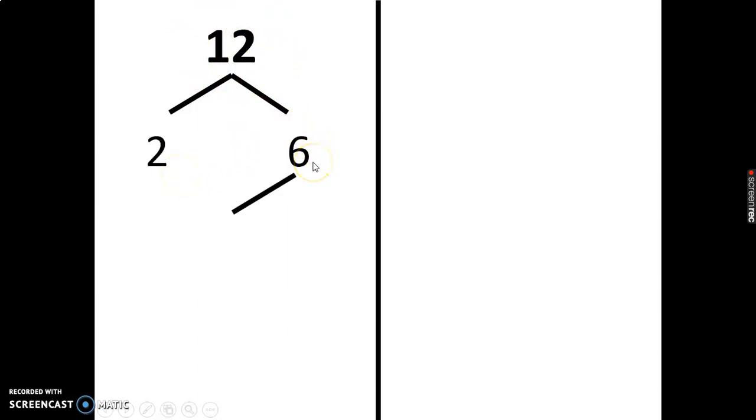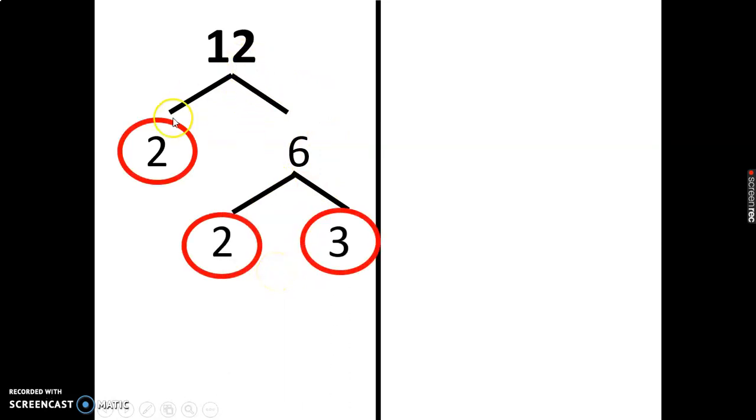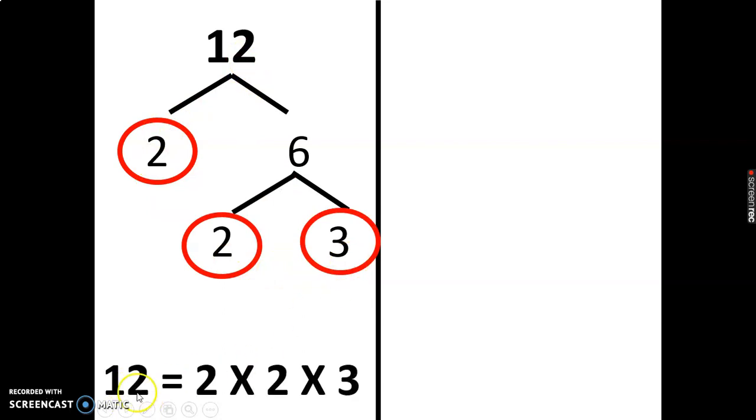So, page number 10, letter K, number 1, we have 12. What numbers can you multiply to get 12? 2 times 6. Correct. 2 is already a prime number and 6 is a composite number. What can you multiply to get 6? Very good, 2 times 3. So we already got the answer. 12 is equal to 2 times 2 times 3.